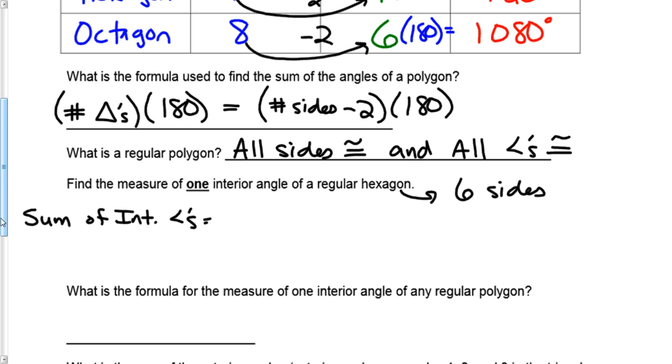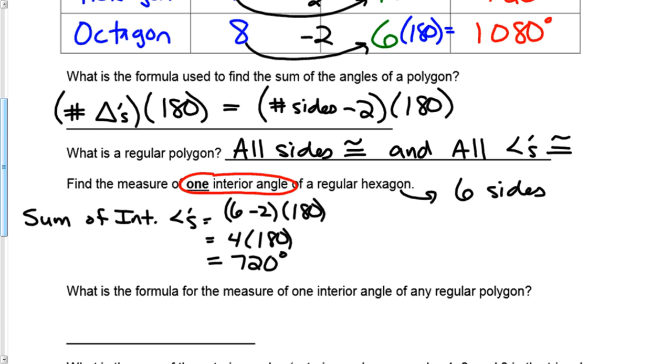That would be the number of sides minus 2 times 180, which is 4 times 180, and if I pick up my calculator, that should give me 720. So that's the sum of all of the interior angles of a hexagon, which has 6 sides. But that's not what I was asked for. I was asked for one interior angle.